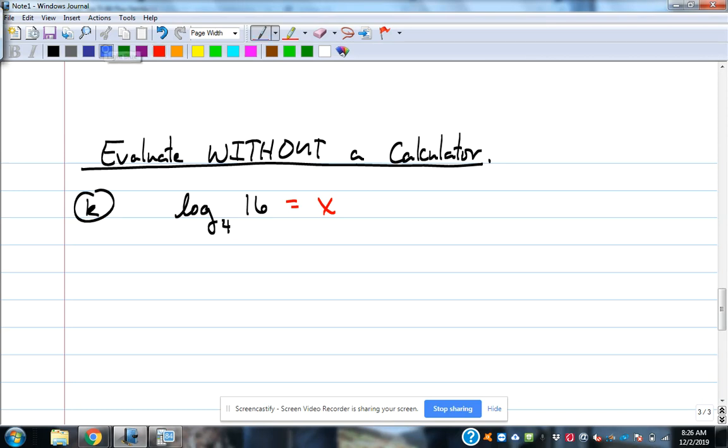So I'm using x. Now, if I rewrite that as an exponential, what would it be? All right, and then I can think, hey, 4 to what power gives me 16? 2. So that tells me that the log base 4 of 16 is equal to 2.